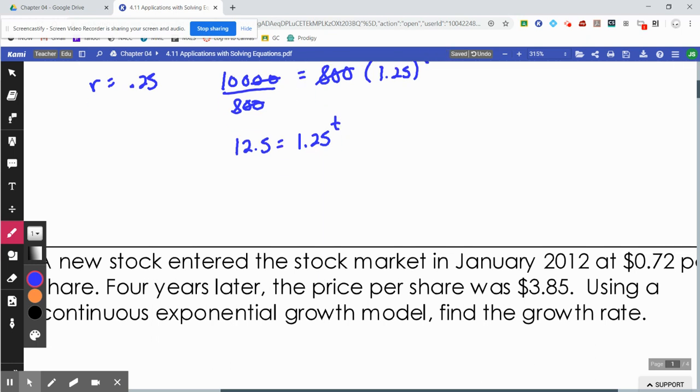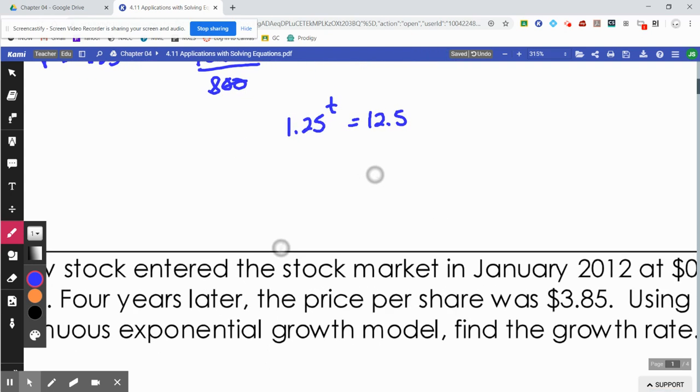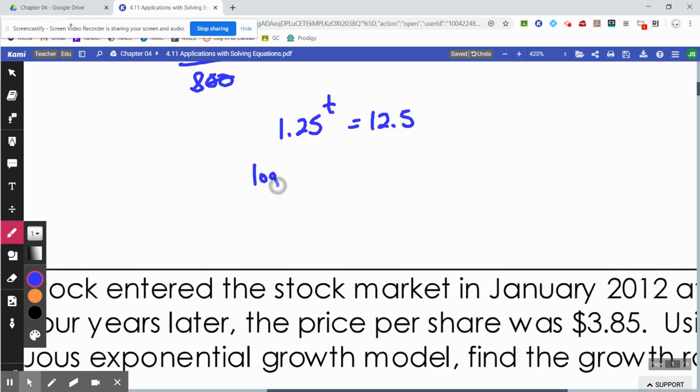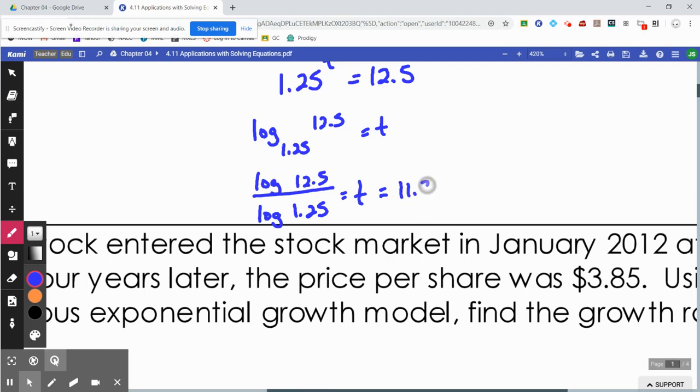Now, a reminder, solve this. Here's what's tricky. You are used to seeing the 12.5 on the other side, and sometimes it confuses people when it's on the left side. So if you need to, you can write it on the other side. Now, for an exponential equation, you simply have to change forms. That'd be the log base 1.25 of 12.5 is equal to t. We're going to type that into our calculator by doing the log of 12.5 divided by the log of 1.25 is equal to t. Type that in, and you're going to get a value of about 11.3.